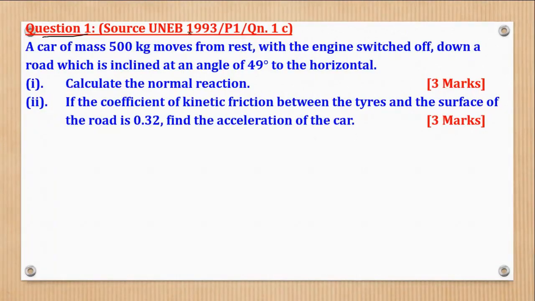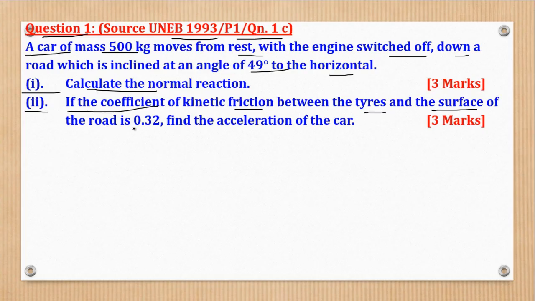Question 1 came from U.A.C.E of 1993, paper 1, question 1c, and it says, a car of mass 500 kilograms moves from rest with the engine switched off down a road which is inclined at an angle of 49 degrees to the horizontal. Calculate, one, the normal reaction, and two, if the coefficient of kinetic friction between the tires and the surface of the road is 0.32, find the acceleration of the car.